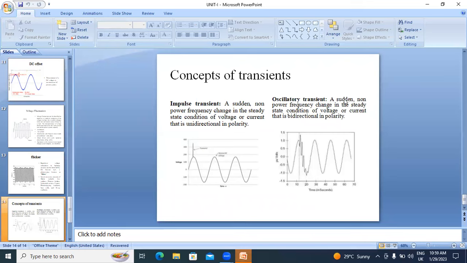Here this is the oscillatory transient. In an oscillatory transient, the voltage waveform suddenly increases in both directions, positive and negative. A sudden non-power frequency change in the steady state condition of the voltage or current that is bidirectional in polarity is called an oscillatory transient. This is all related to power quality problems.